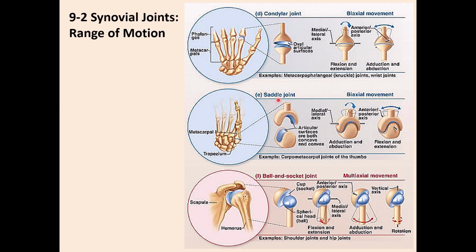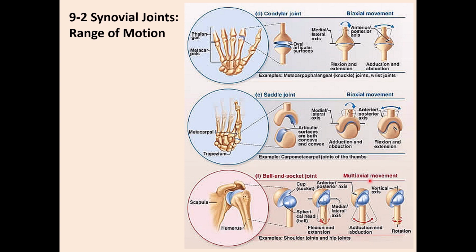Saddle joint is not that common. You have one concave and one convex, but they are moving in two different directions: abduction, adduction, and flexion and extension. This is a little bit deeper than the condylar, and the only area where you see it is in the metacarpal joint of the thumb.